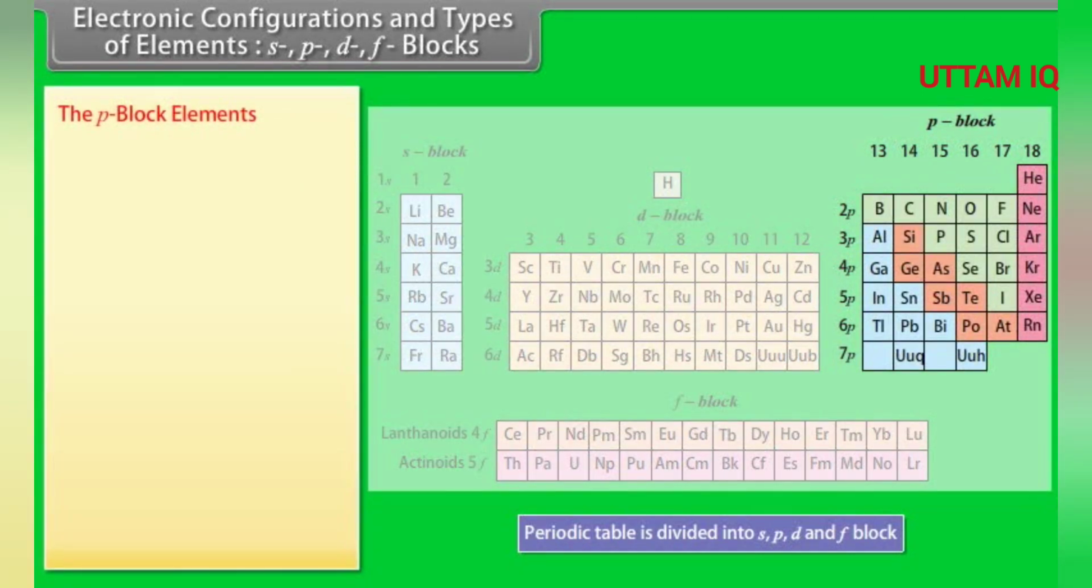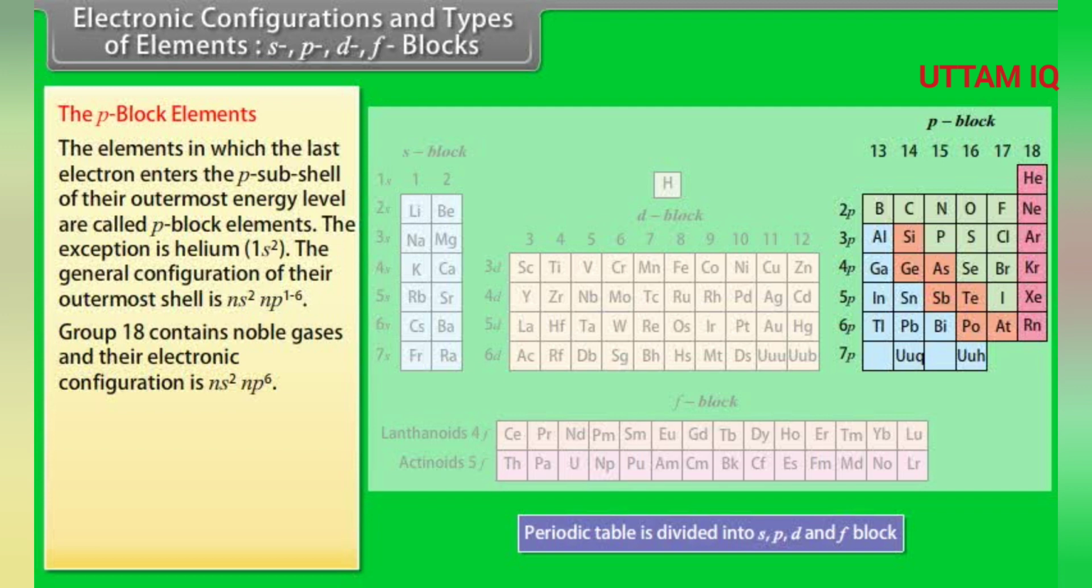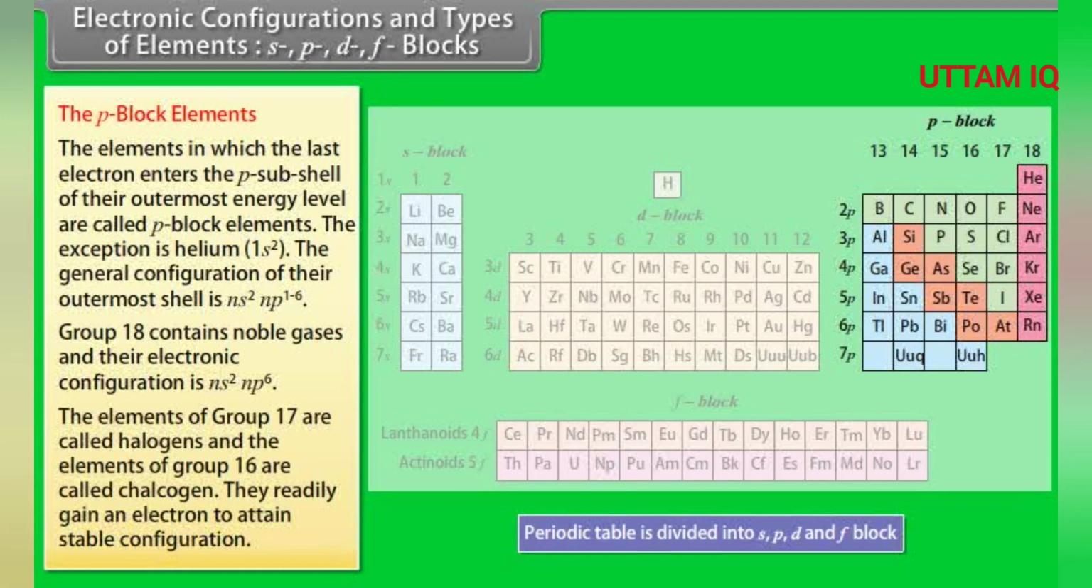The P block elements. The elements in which the last electron enters the P subshell of their outermost energy level are called P block elements. The exception is helium. The general configuration of their outermost shell is: Group 18 contains noble gases and their electronic configuration is: The elements of group 17 are called halogens and the elements of group 16 are called chalcogens. They readily gain an electron to attain stable configuration.